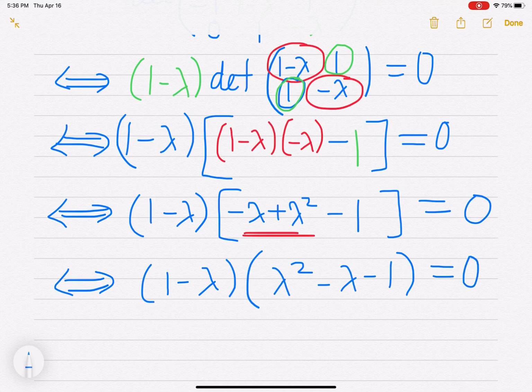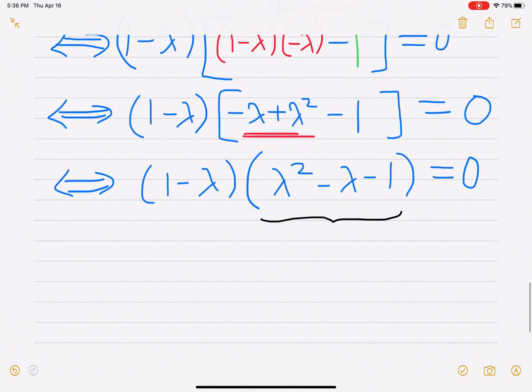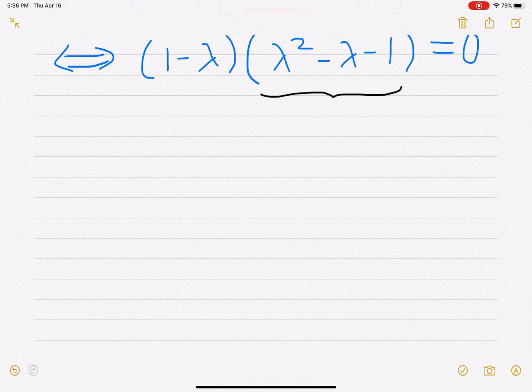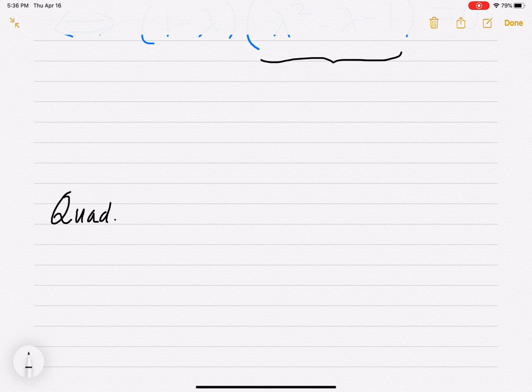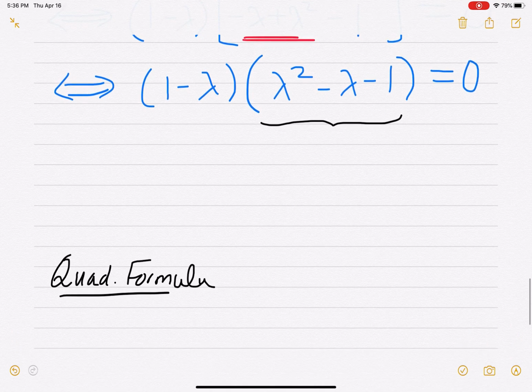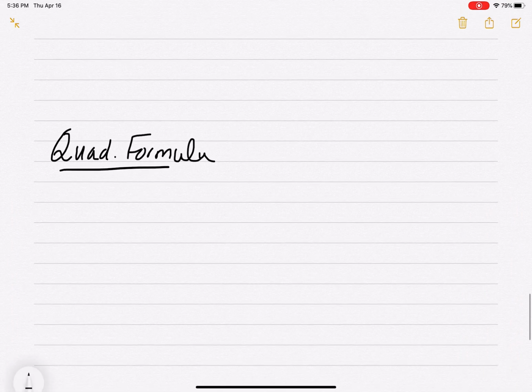Now it turns out you can't factor this second factor very nicely. It doesn't come out nicely with rational numbers or anything. So you actually would want to go somewhere and do some scratch work. You want to use the quadratic formula. So off to the side, I'm going to use the quadratic formula. What was our equation? We want to solve lambda squared minus lambda minus 1 equals 0.